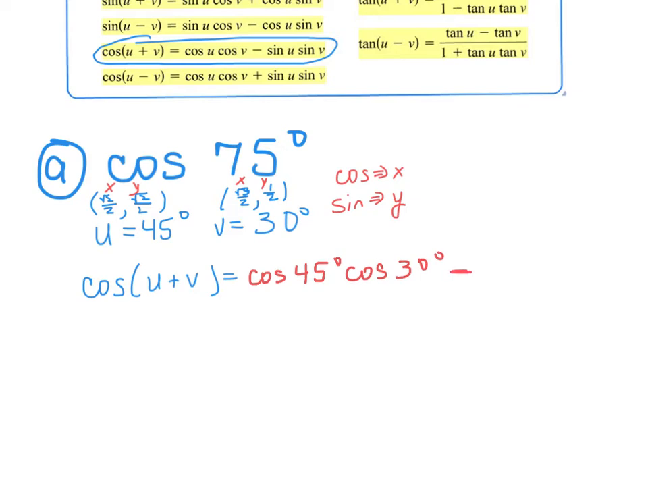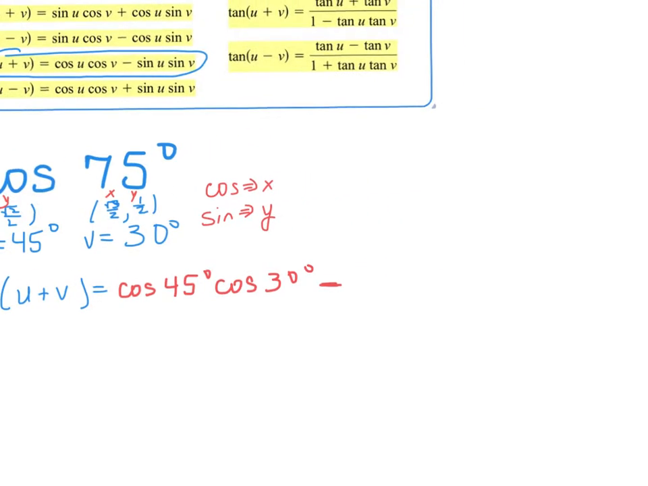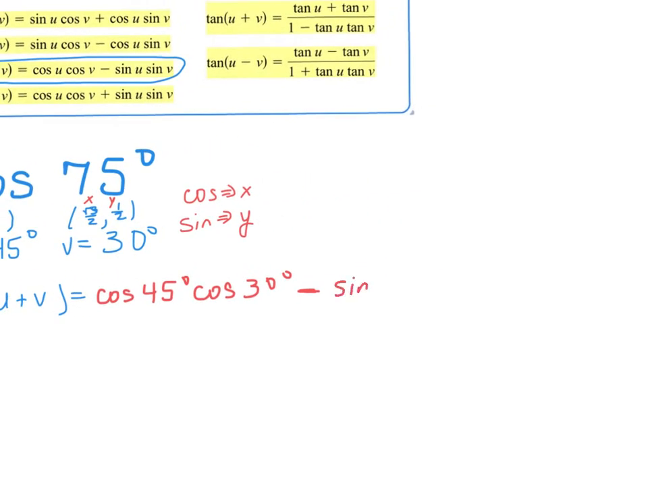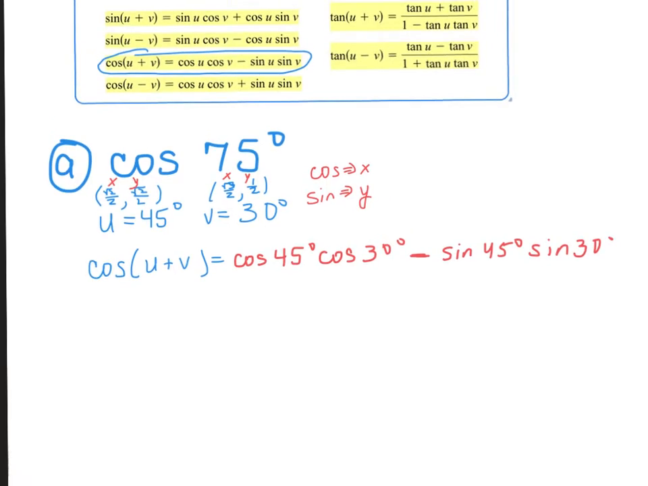Follow the formula. Then it's sine u, sine v. So sine of 45 times the sine of 30. Okay, we've done absolutely no math. All we've done is just look at the unit circle. Now, I promise you it's this easy, guys. Promise, promise, promise.